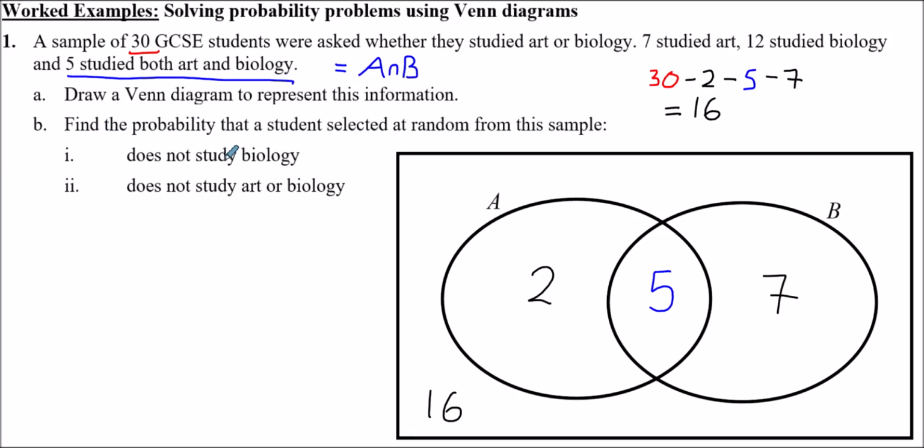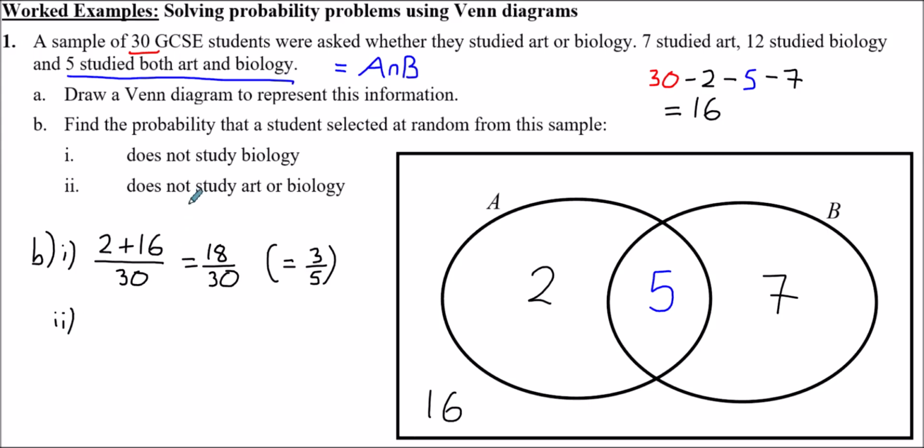It says find the probability that a student selected at random from the sample does not study biology. So the ones that do not study biology are anything outside of this B curve. So you've got the 2 here and the 16 here. So it's going to be 2 and the other 16 out of the total number of students, which is 30. So that's going to be 18 out of 30. And if you really want to, you can simplify that down. You don't have to. You can if you want to. That's 3/5.